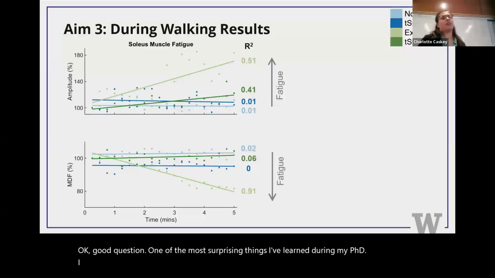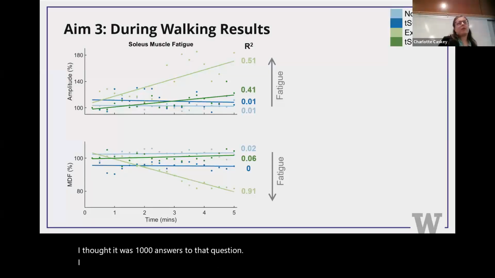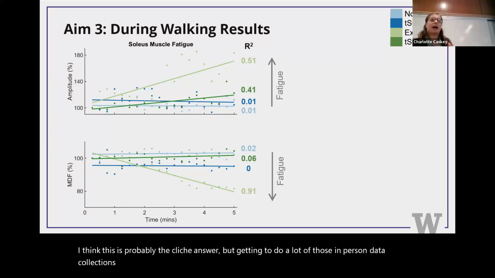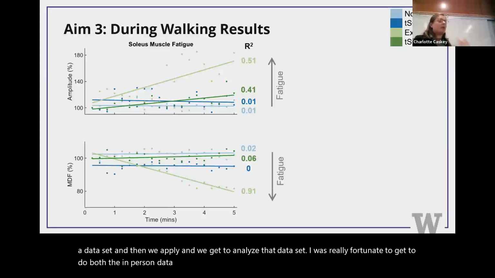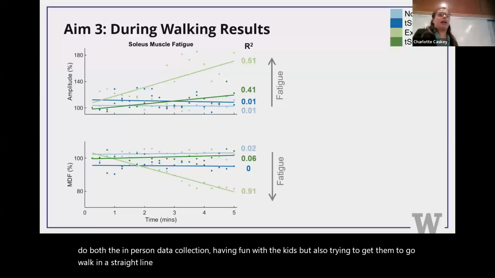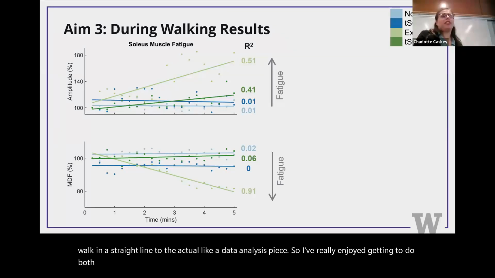I feel like there's 1,000 answers to that question. I think this is probably the cliche answer, but getting to do a lot of those in-person data collections, I learned a lot of the challenges that happen. As engineers, a lot of times we just get a data set and then we get to analyze that data set. I was really fortunate to get to do both the in-person data collection, having fun with the kids, but also trying to get them to walk in a straight line, to the actual data analysis piece. So I've really enjoyed getting to do both aspects of that during my PhD.